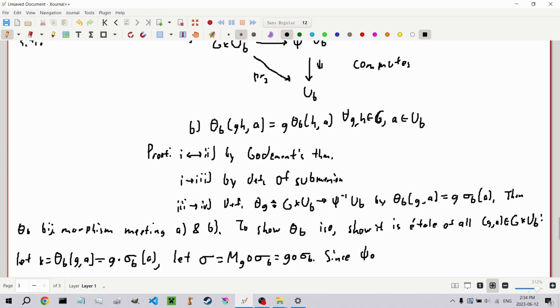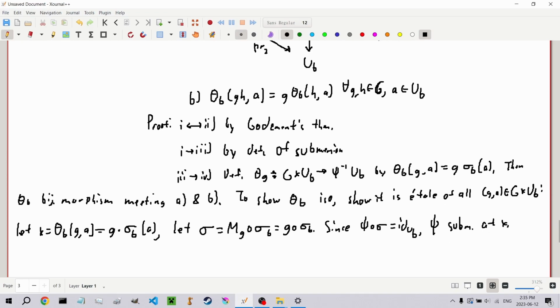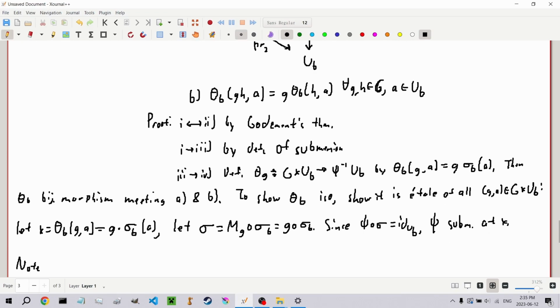Since C composed of sigma is a density on UB, that gives us C is a submersion at X. And we note that we also have that TA of sigma is injective, and Tx of x is the direct sum of the image of T alpha of phi and the kernel of Tx of C.